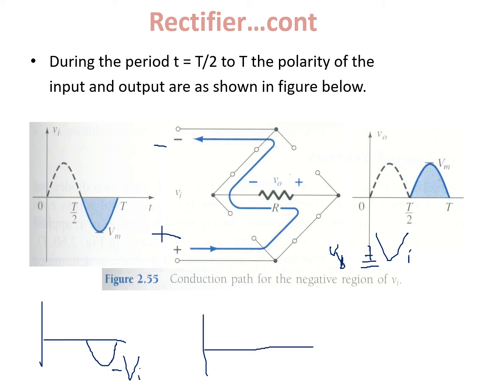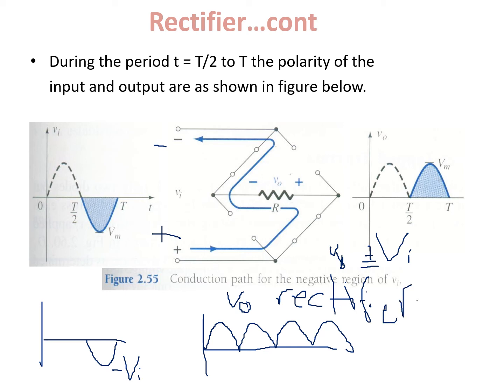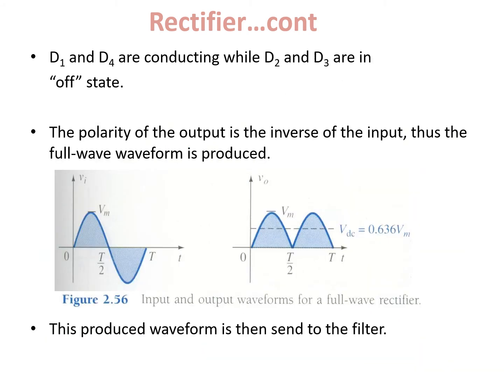So the output will continuously get the positive voltage. This is the V output for your rectifier. How about the half wave? Half wave you will have it like this. You can get the DC voltage, but slower than full wave. I hope you can read the details of what I explained. The polarity of the output is the inverse of the input. That's how the full wave waveform is produced.